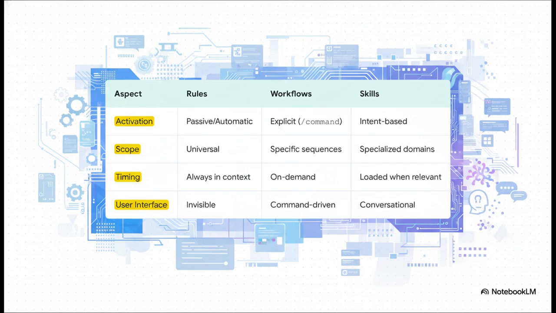To really get the difference, just look at that first row. Activation. Rules are automatic, workflows need an explicit command from you, and skills, they're activated by the agent itself when it understands what you're trying to do. That simple distinction right there is pretty much the whole story. Rules are your invisible guardrails, workflows are command line macros, and skills are the conversational experts.